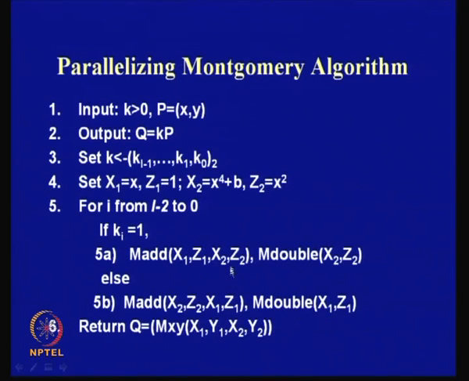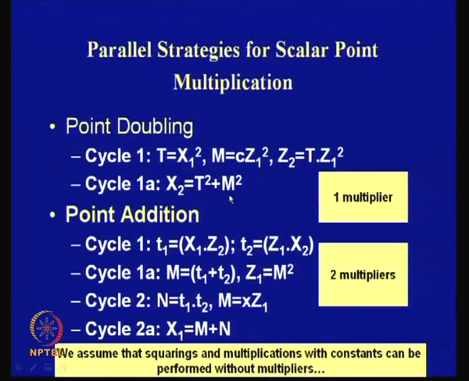So, the cycle length required will be equal to that required for the addition, because addition is more, right. And you know that from these steps, if you have got one multiplier instead of two multipliers, then for this you need two time steps, because first you have to do this, then you have to do this. You cannot do these two things in parallel, right. Similarly, here you can do either this or this, you cannot do them in parallel.